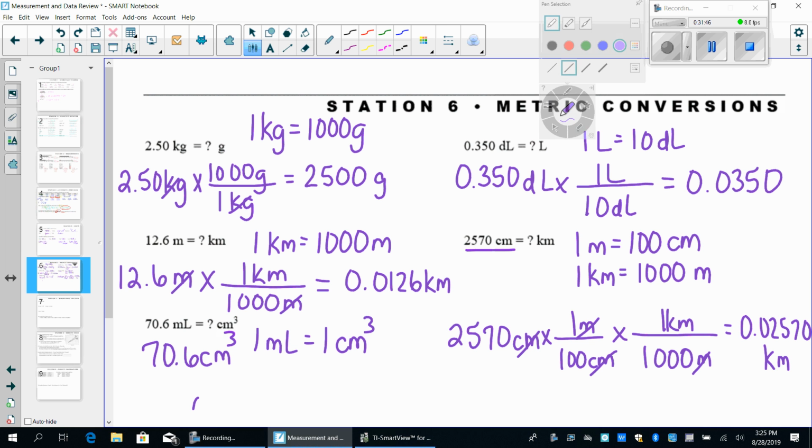And the last thing you want to look at is if you go from a larger to a smaller unit, your number should get larger. If you go from a smaller to a larger unit, your number should get smaller.